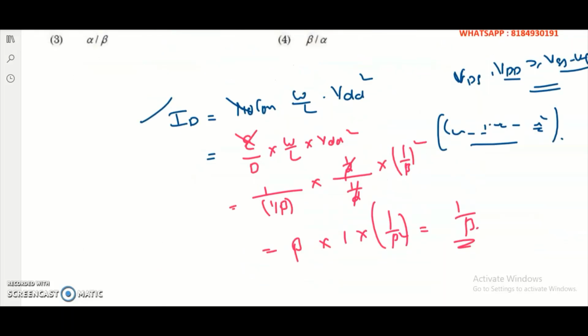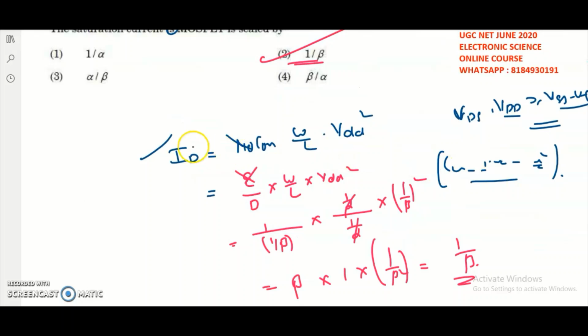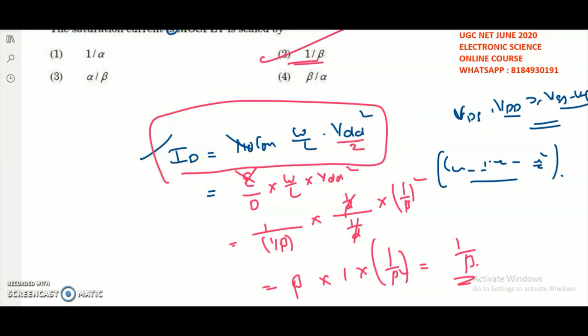In the previous problem, I told that the saturation drain current equation is mu naught COX W by L into VDD square, but here by 2 will be there. Anyhow, in the scaling factors, this by 2 is not responsible. Anyhow, it is a constant, so that's why here it won't play a major role. But anyhow, the formula correction is this one, by 2 will be there.